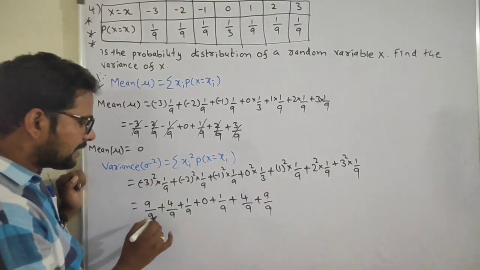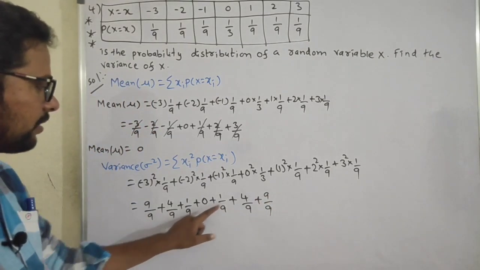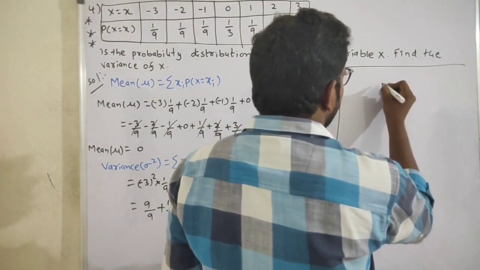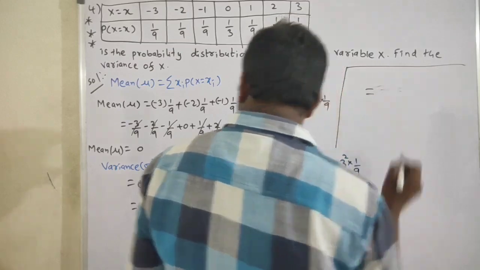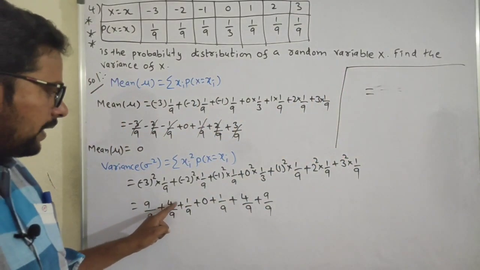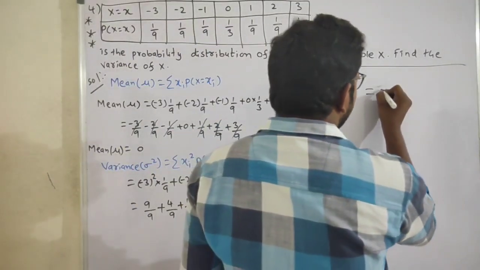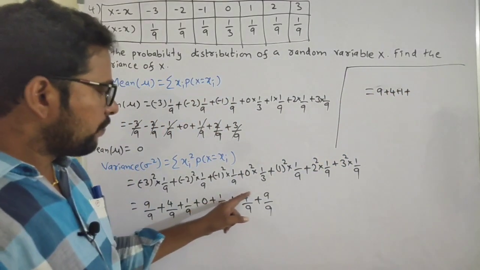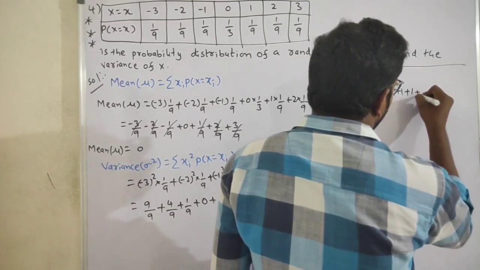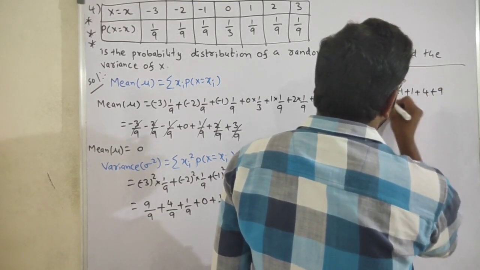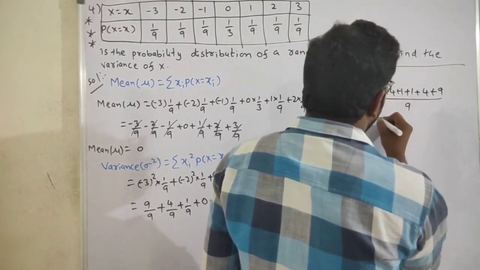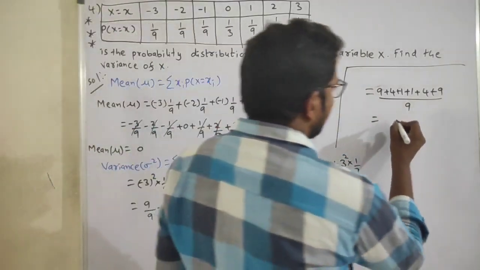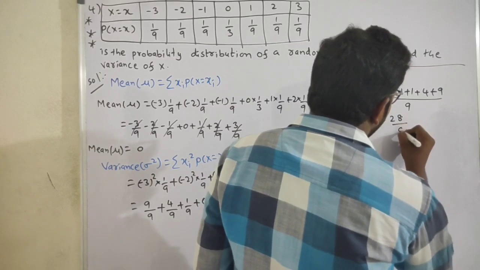The denominator is 9 in total, so take LCM 9. What is the numerator value? 9 plus 4 plus 1 plus 1 plus 4 plus 9, divided by 9. So 9 plus 4 plus 1 is 14, plus 14 is 28. So 28/9. This is the variance.